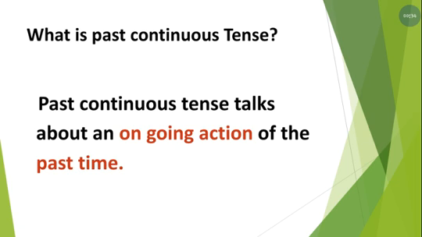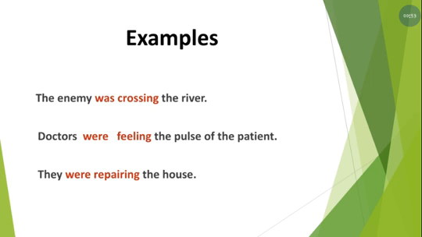Past continuous tense talks about an ongoing action of the past time. Past continuous tense उस एक्शन की बात करता है जो जारी हो लेकिन past time में, माजी में. Now let's see some examples of past continuous tense.